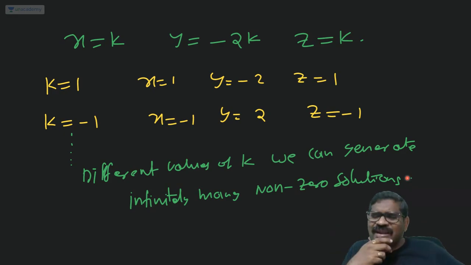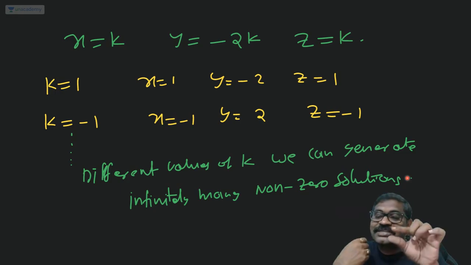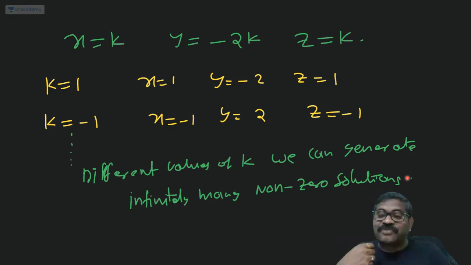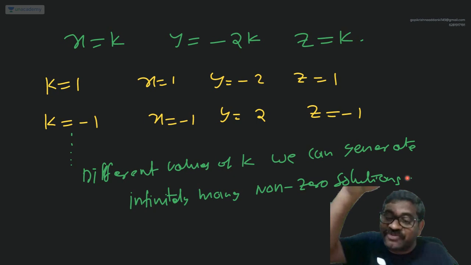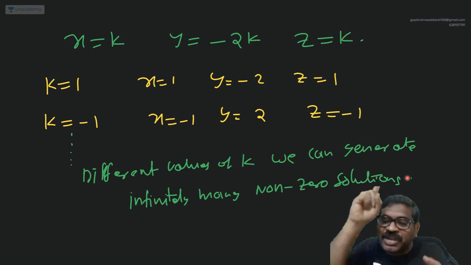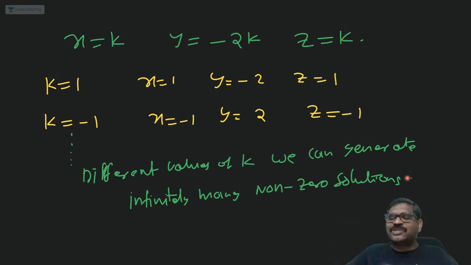Sir, when rank is less than number of variables, why does it generate infinitely many solutions? Simple logic. Whenever rank is less than number of variables, number of independent equations are less than number of variables. Whenever number of independent equations are less than number of variables, you have to introduce a free variable. Whenever a free variable comes into the picture, the system generates infinitely many solutions automatically. That is the logic. Okay. Next.